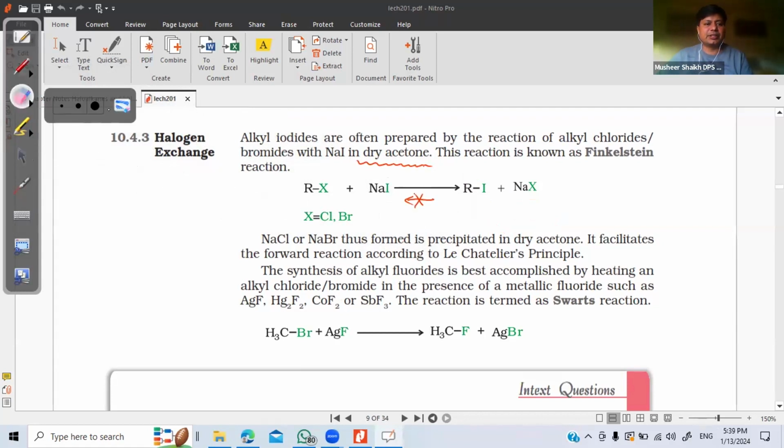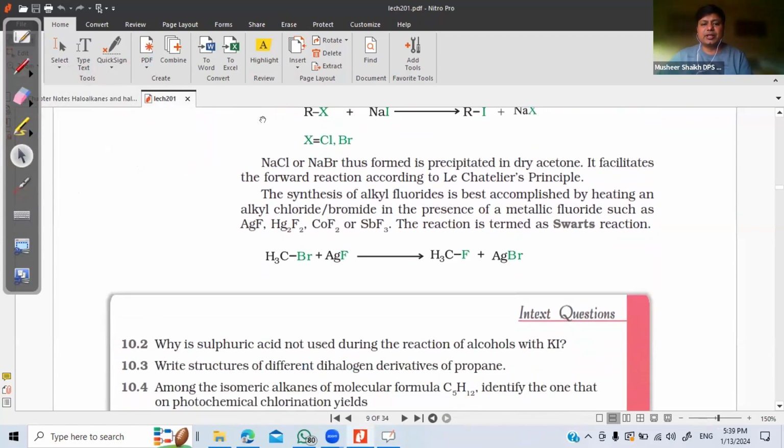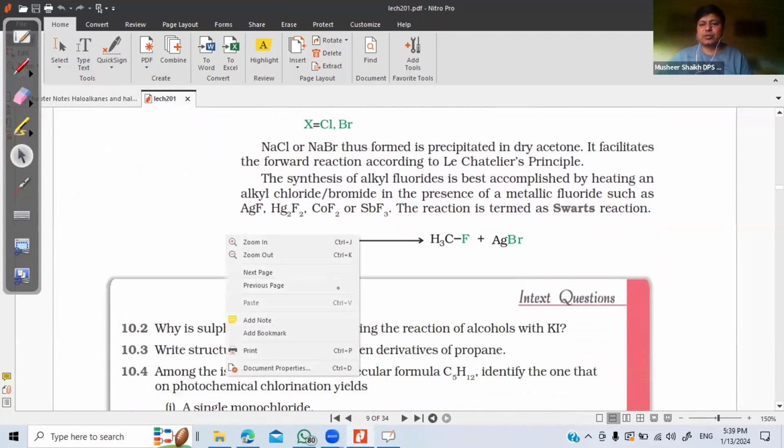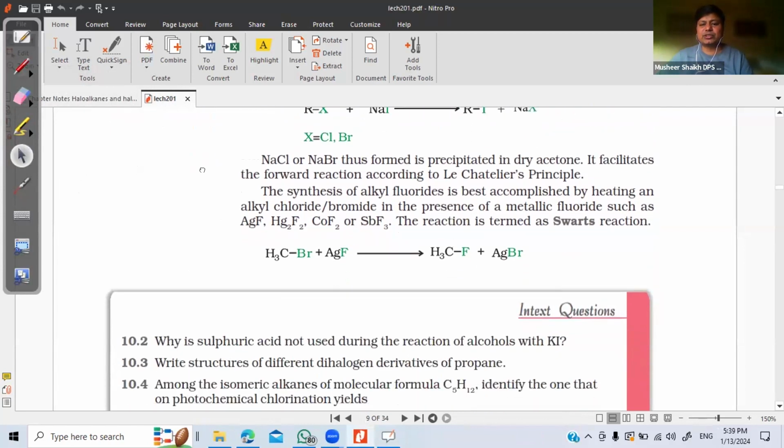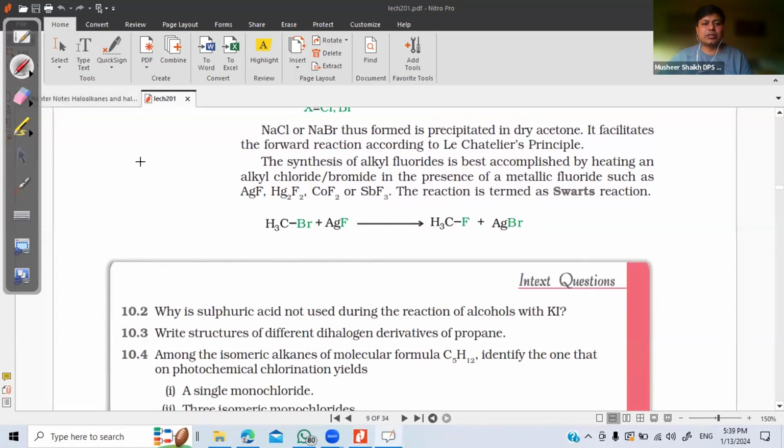Again, see here, you can see Cl and Br. Chlorine is not there. Now look here. Next is the Swarts reaction. The above reaction is called the Finkelstein reaction. The second reaction is the Swarts reaction. In the Swarts reaction, see, fluorine.